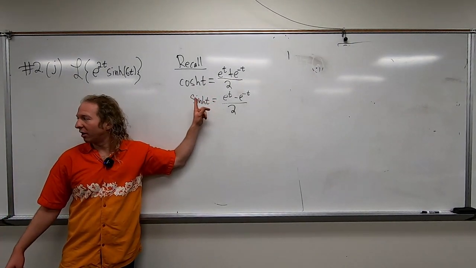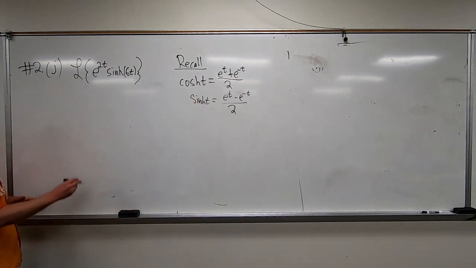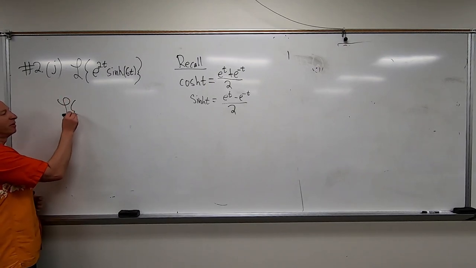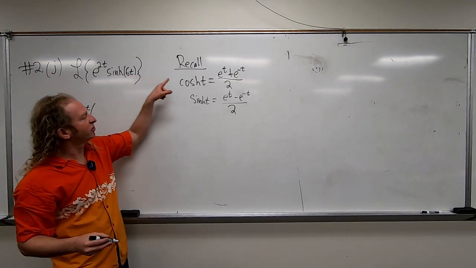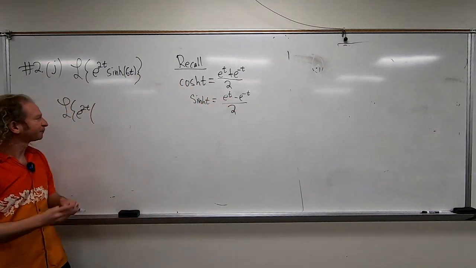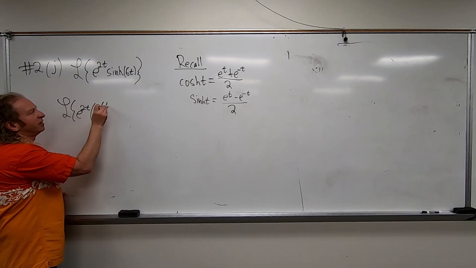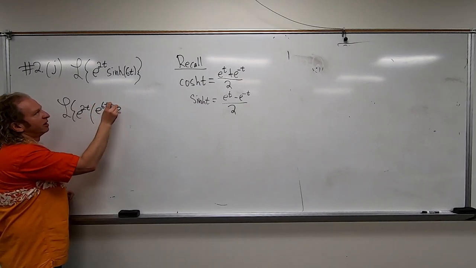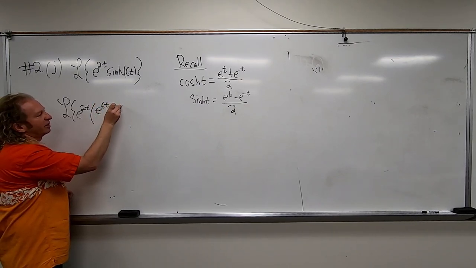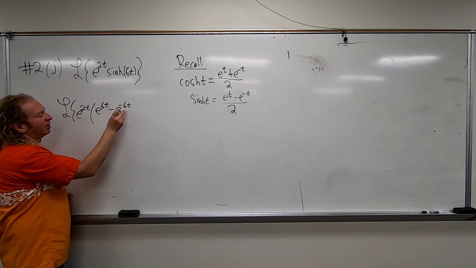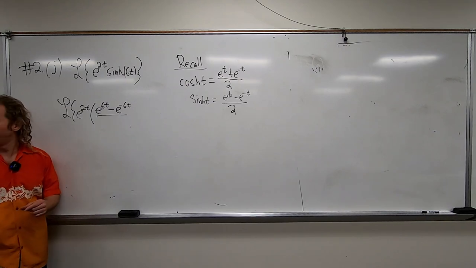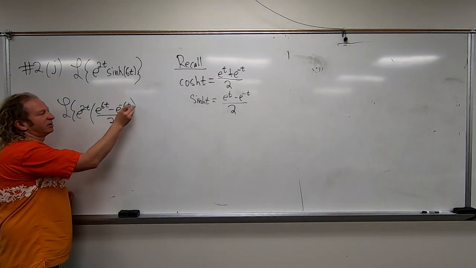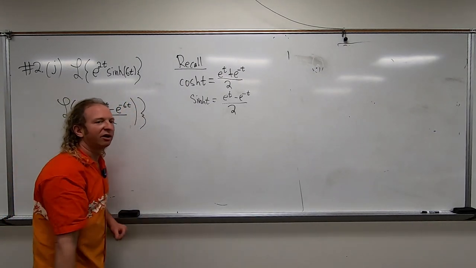We'll just replace sinh with the definition. So this is going to be the Laplace of e to the 2t. And then instead of, we have 6t, so this will be e to the 6t, minus e to the negative 6t, all over 2, parentheses, and then we have that there.